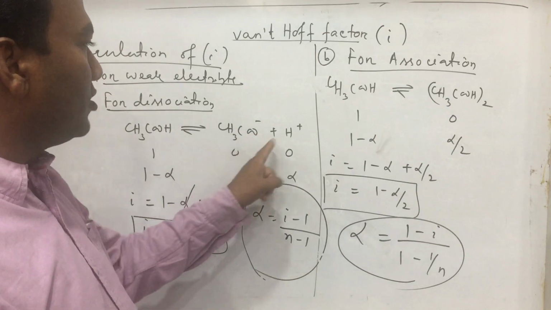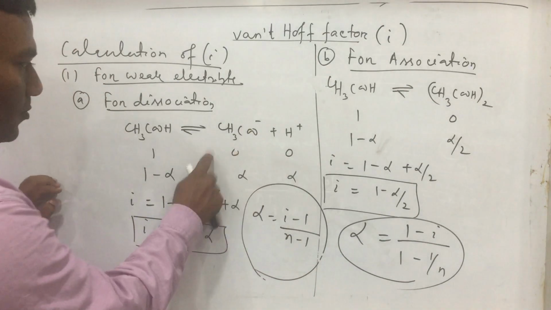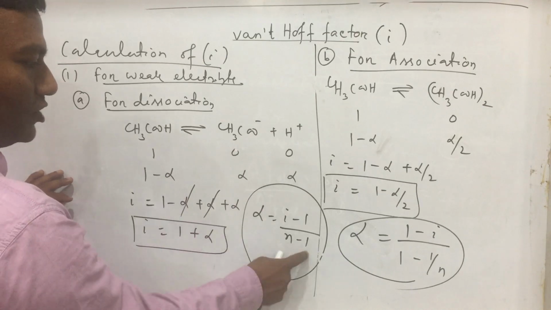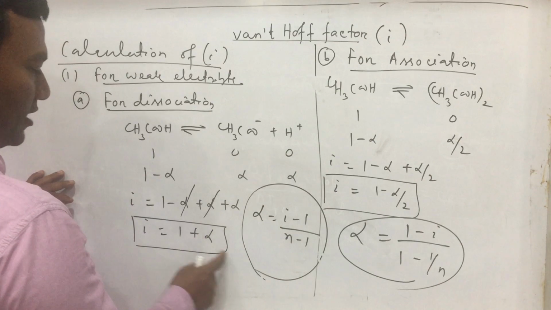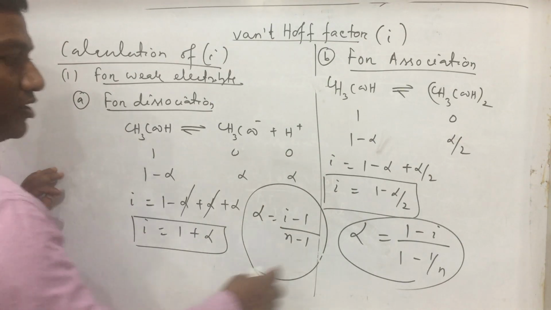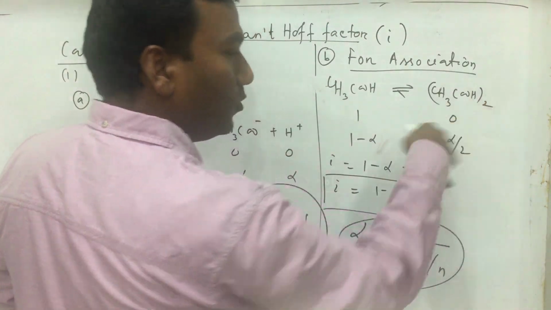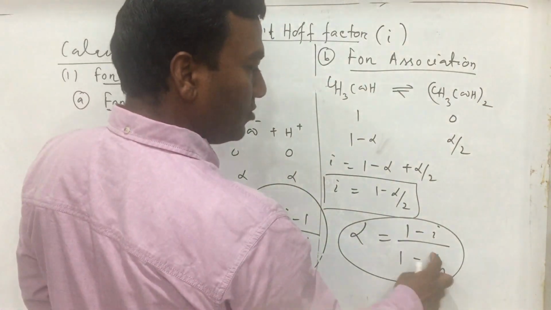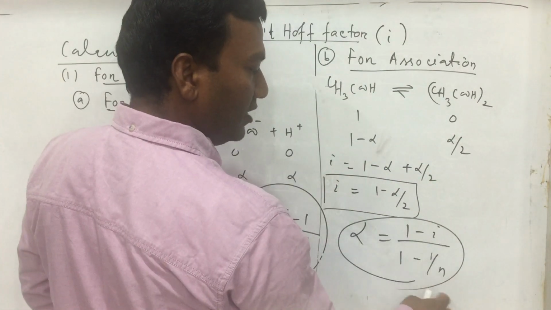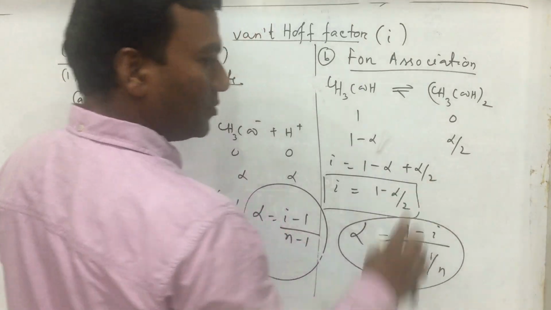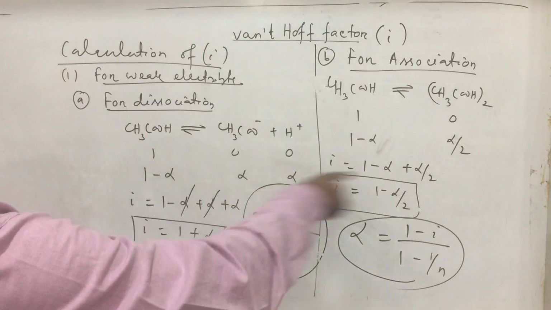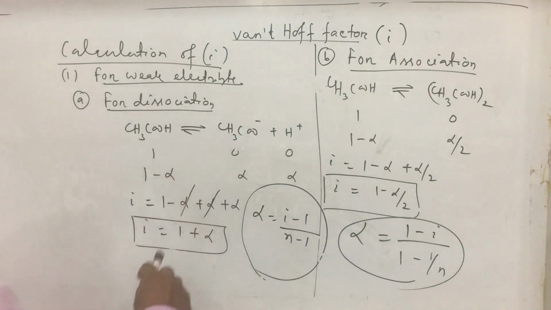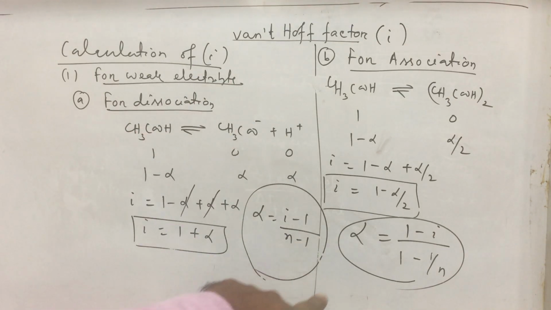Here n is the number of ions produced. So if you put n as 2, then 2 minus 1 is 1. So alpha equals i minus 1, or i equals 1 plus alpha. You see this? Clear? And here n is the number of molecules associated, 2. So 1 minus 1 by 2, which is half. If you simplify this, we will get this formula. So for a weak electrolyte, we can calculate like this method: dissociation and association, greater than 1, less than 1.